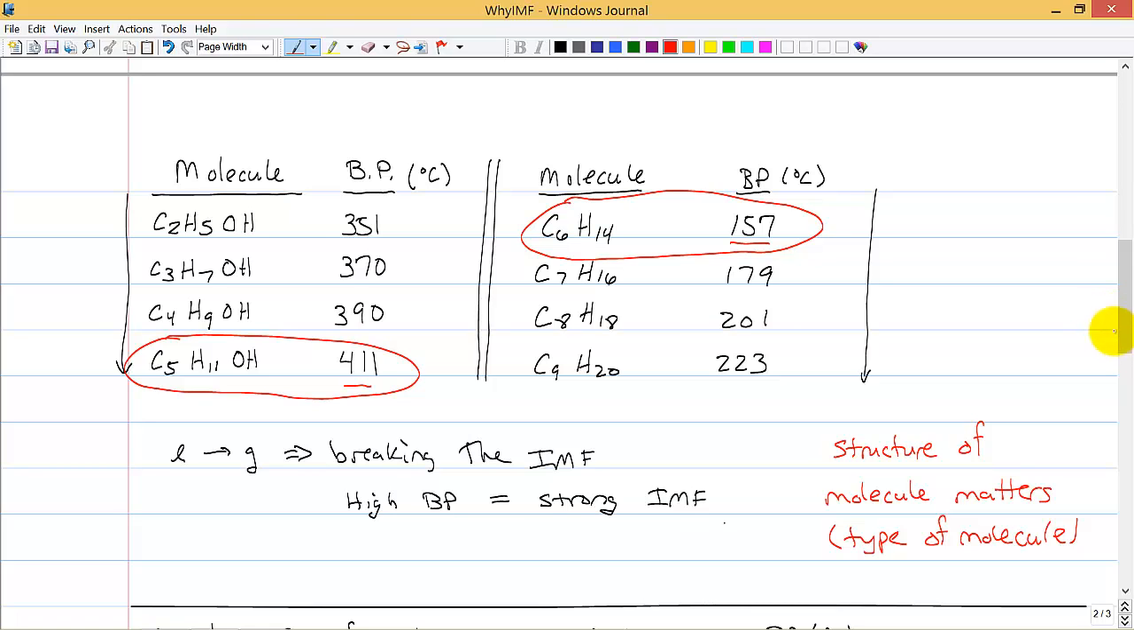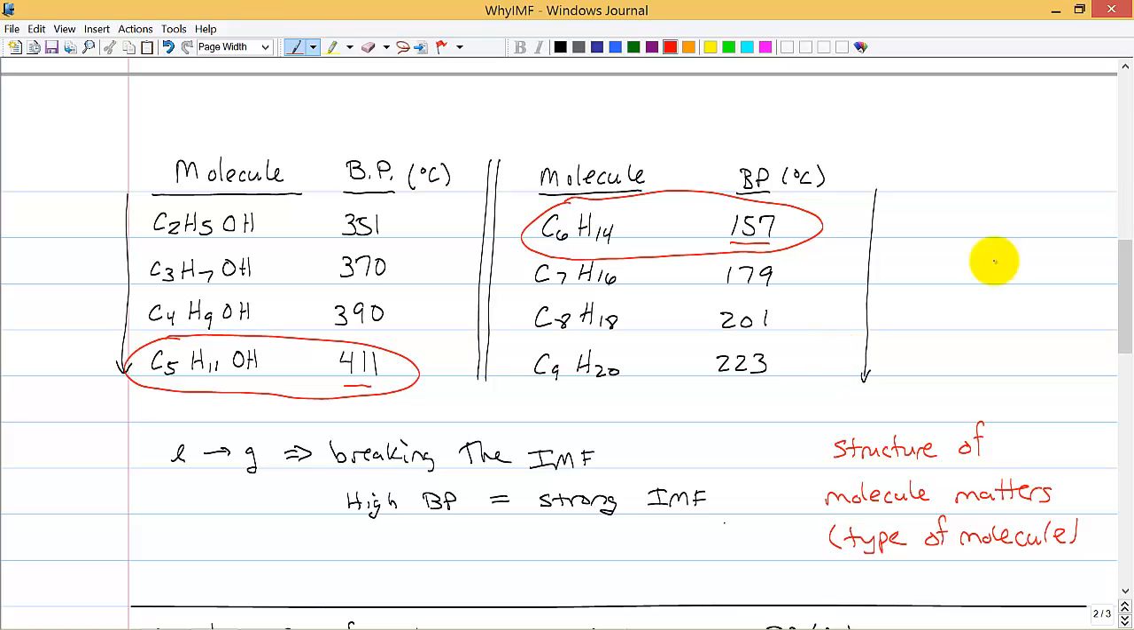Before I move on, I want you to see one interesting trend here. When there are these similar types of molecules and they're organic like this, notice this difference. As we go from C2H5OH to C3H7OH, we see a difference of 20. We go to the next one, 20. The next one, about 20. We'll go over to the alkanes, same thing, 20, 20, 20. There's a constant change of about 20.